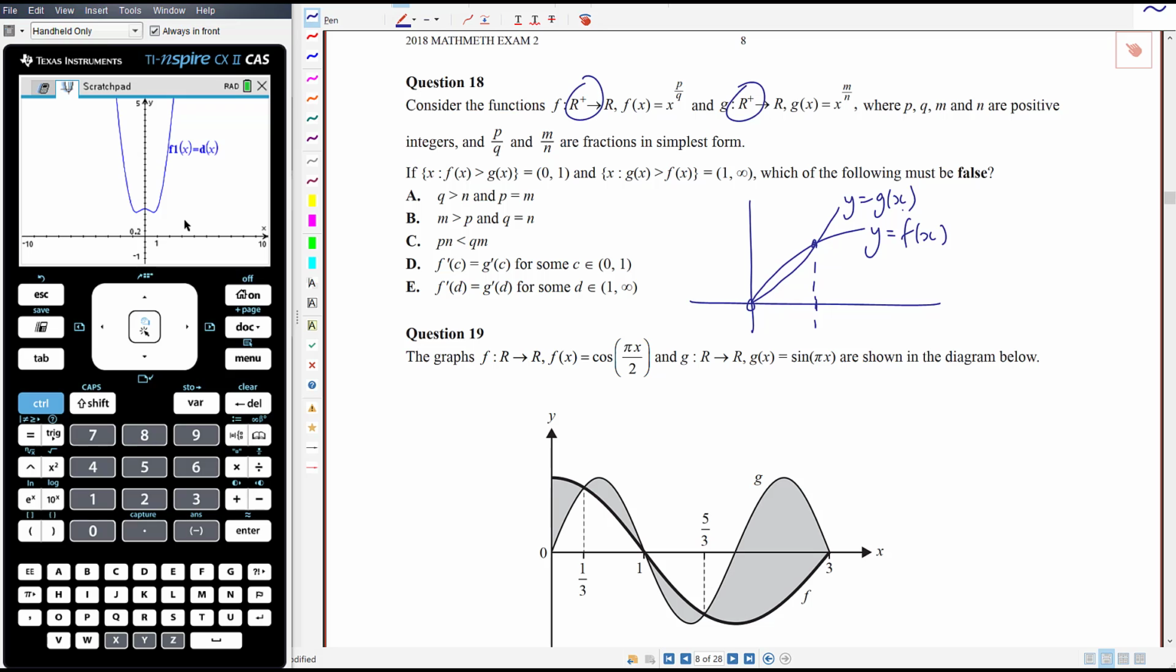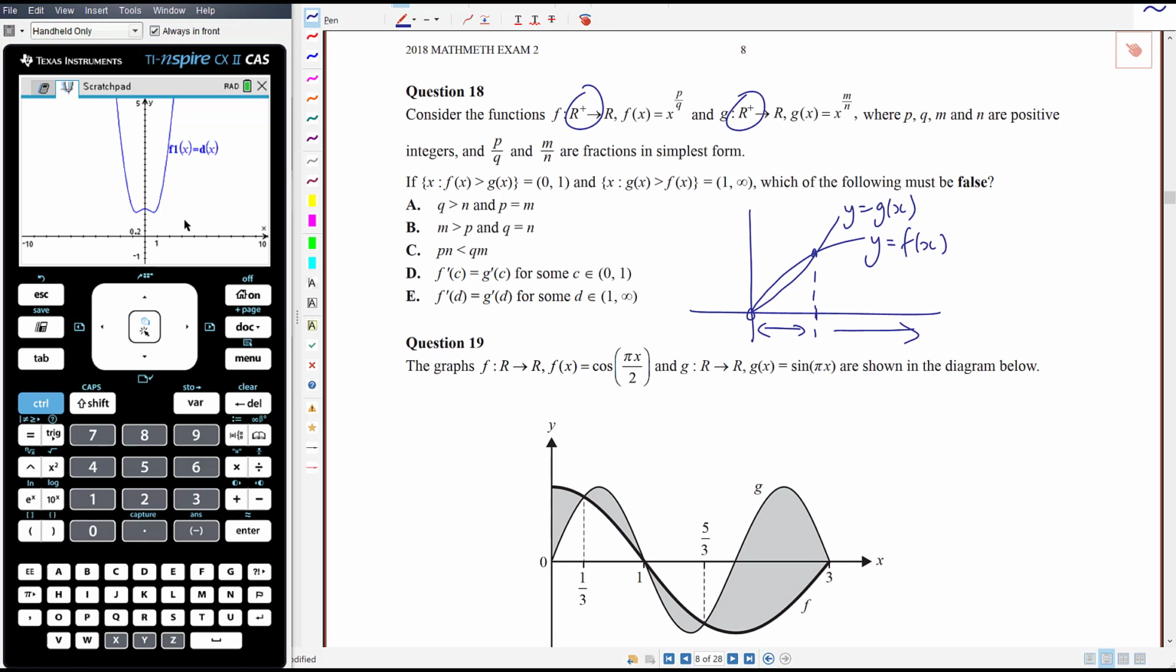So what that would mean is g of x has to have a bigger power than f of x. Okay, and that's because if you have a fractional value raised to a bigger power, it's smaller. If you have a number bigger than 1 raised to a bigger power, it is bigger. And so what that tells us is the power of g of x, which is m on n, is going to have to be bigger than the power of f of x, which is p on q.